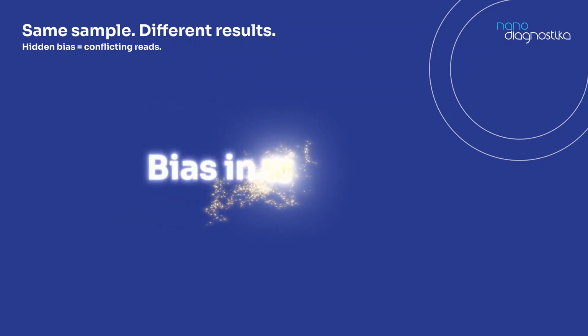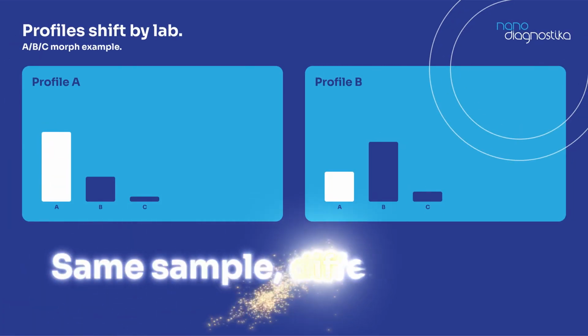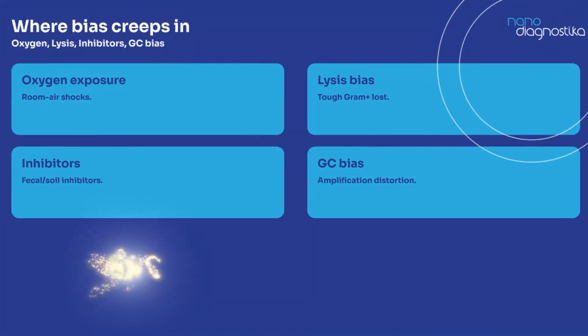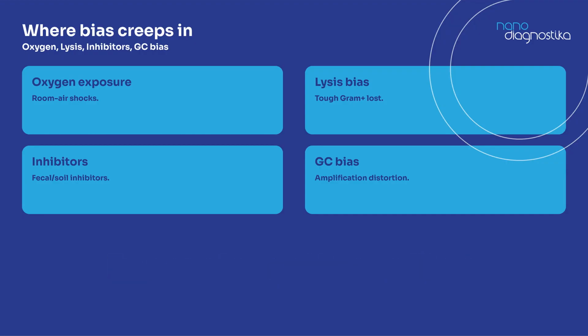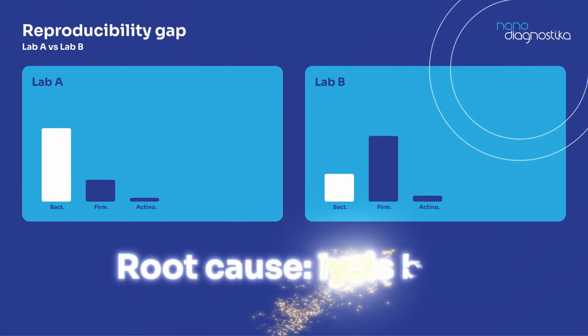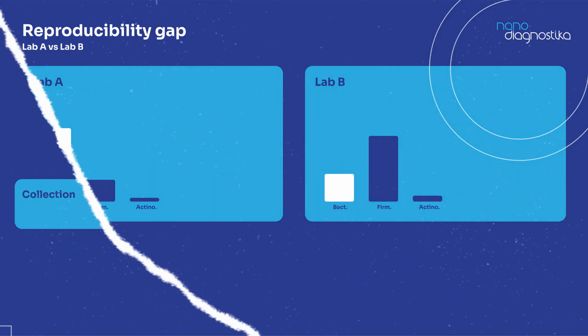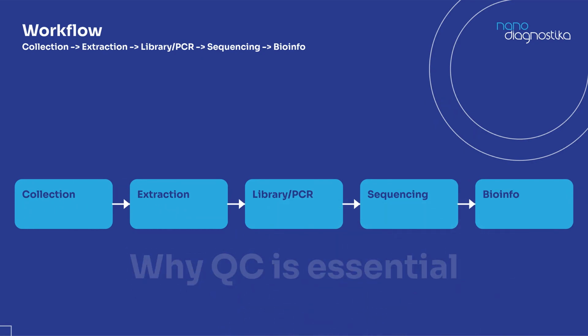Microbiome workflows are fraught with biases and inconsistencies that can skew results. In fact, the same stool sample can yield contradictory profiles when processed by different labs. For example, one analysis found Bacteroidetes, gram-negative bacteria, to be dominant, while another found Firmicutes, gram-positive bacteria, dominating in the same sample. The likely cause was lysis bias. Suboptimal cell lysis in one workflow left many tough gram-positive bacteria underrepresented. This lack of reproducibility highlights why quality control is essential in microbiome research.